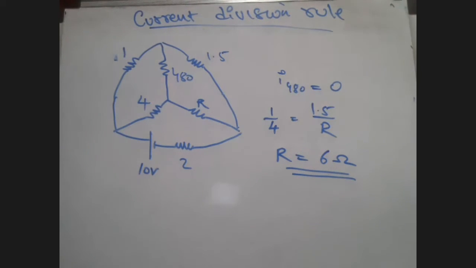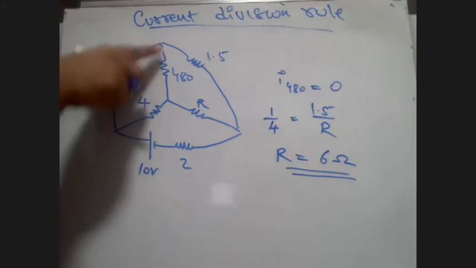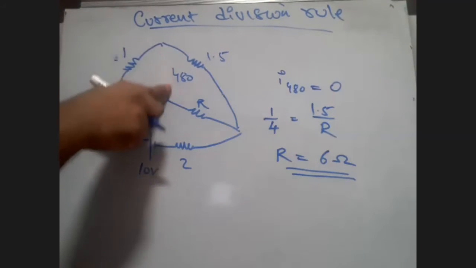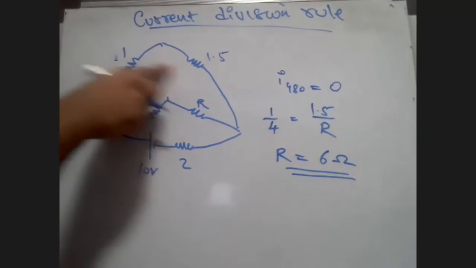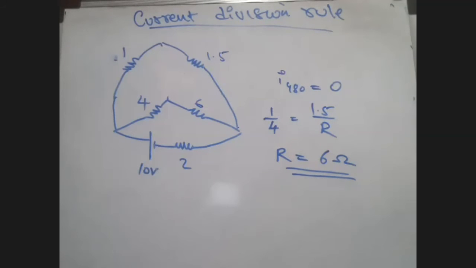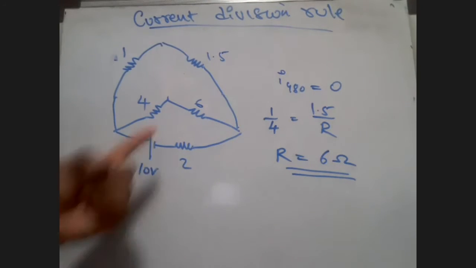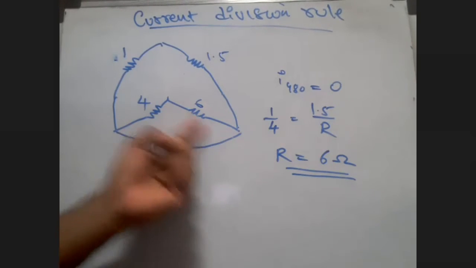Once you got 6 ohms, please remember to remove this branch, otherwise you'll get a totally different answer. Here this becomes 6 now. Now look here. The question was not to find out resistance. Question was to find out the current through this branch.